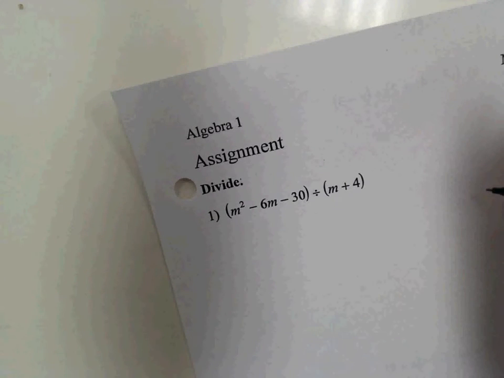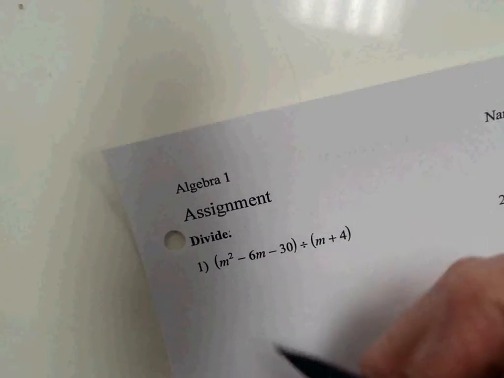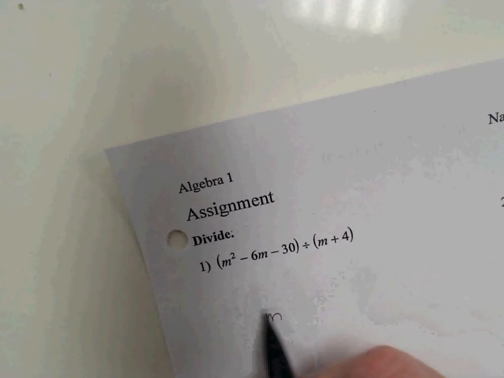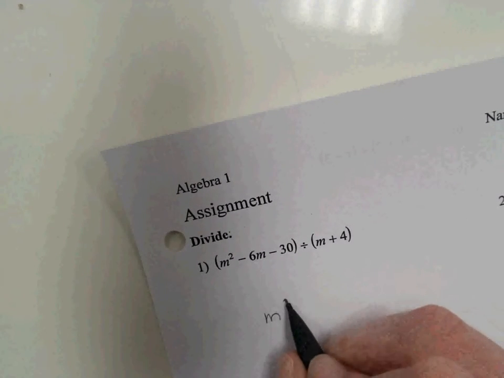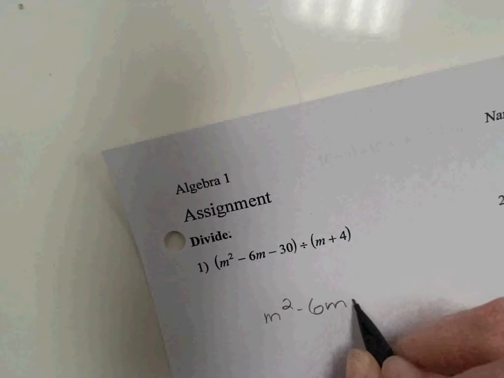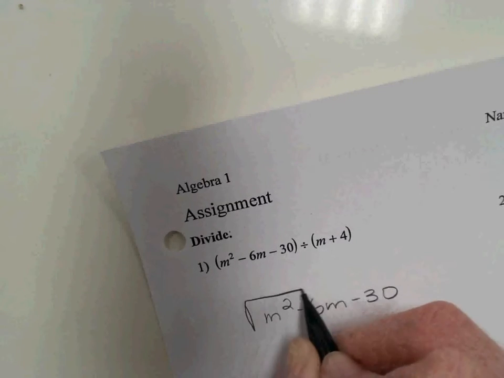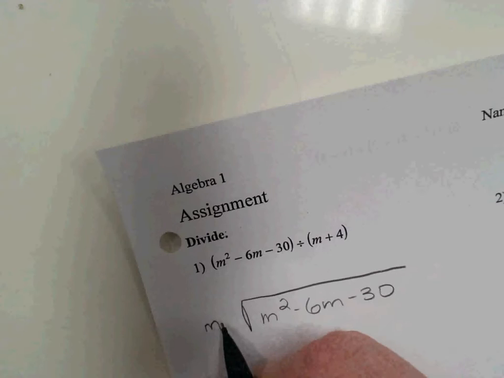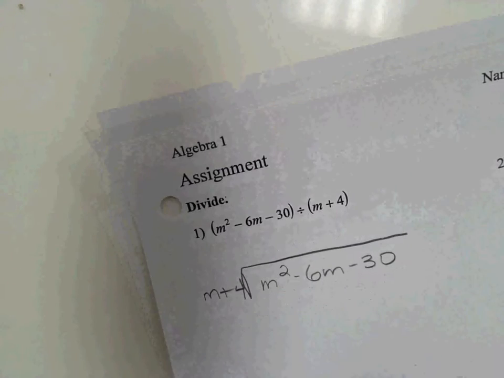So number 1, we're dividing m squared minus 6m minus 30 divided by m plus 4. Make sure you leave space before you start writing. So write it out. Step 1.